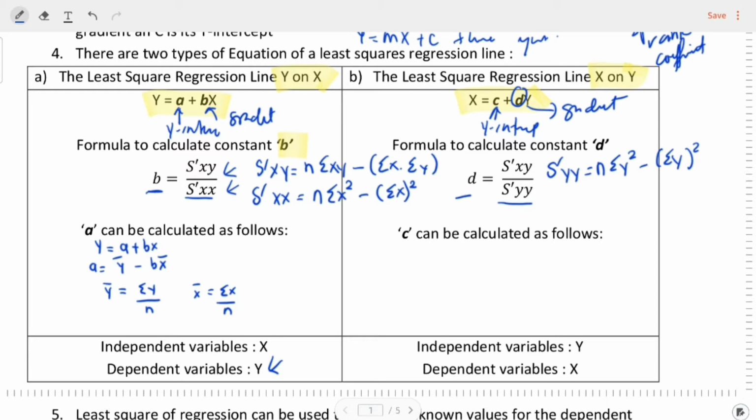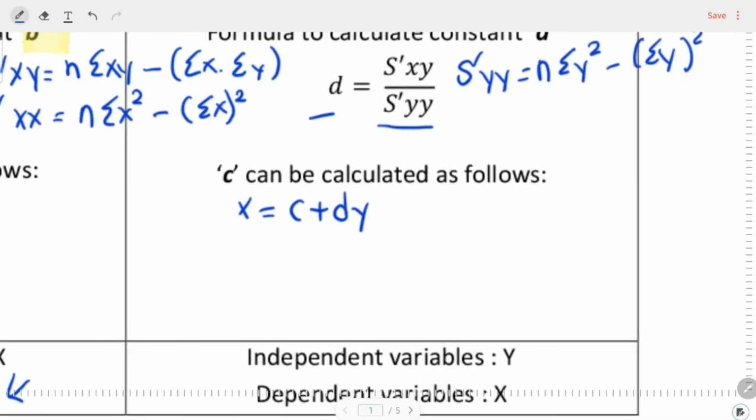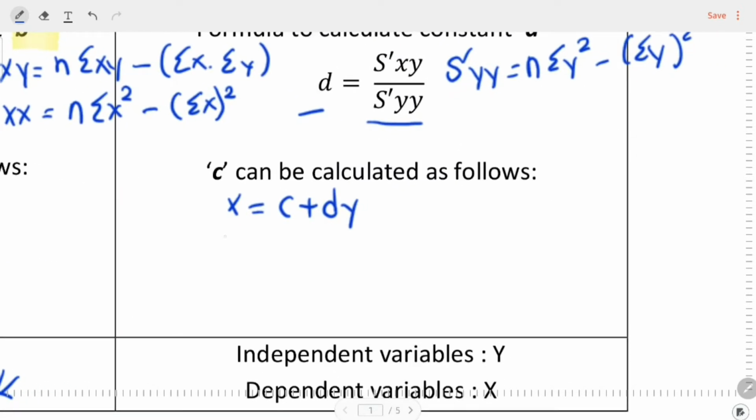How are you going to determine c? Exactly the same way as you determine a. The given equation is x equals c plus dy. We rearrange to find c, so c equals x̄ minus d ȳ. Again, this x should be mean x and this y should be mean y, where mean x equals sum of x over n and mean y equals sum of y over n.